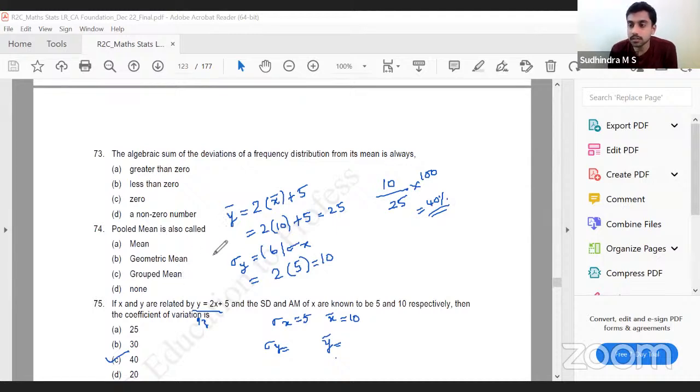If we find coefficient of variation of x and then find coefficient of variation of y, then the change of origin, change of scale property doesn't hold good there, for relative measures of dispersion. It is only for absolute measures.